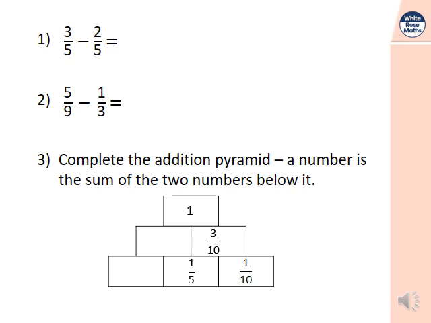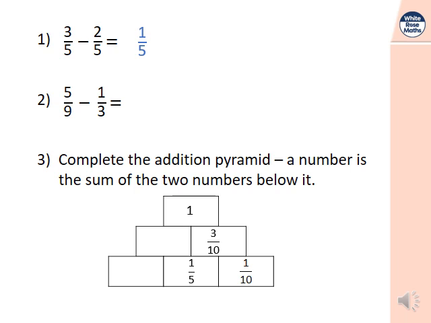Okay, let's have a look. Question number 1. It says 3/5 take away 2/5. And this is quite a simple one because our denominator is the same. We're just going to do 3/5 take away 2/5, which equals 1/5.